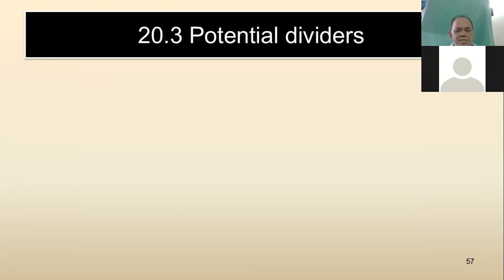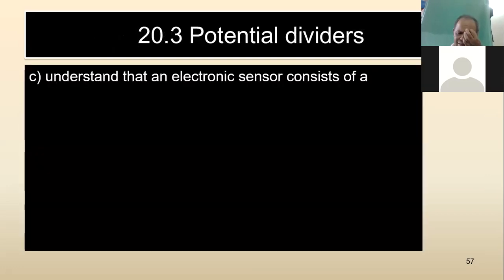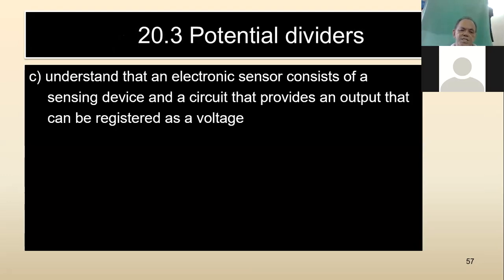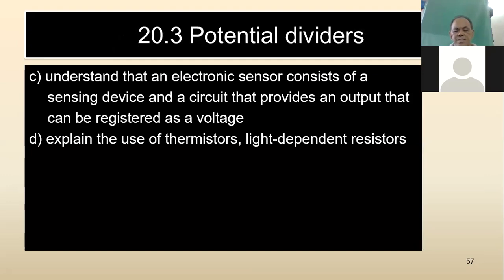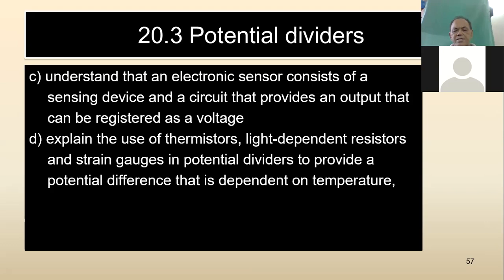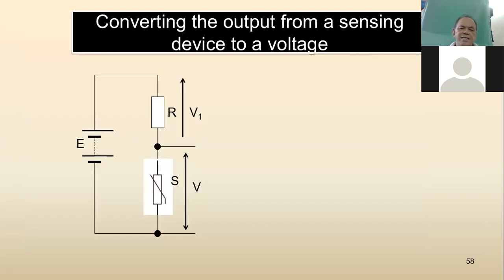Potential divider, we will encounter this again in electronics. What is the syllabus requirement? Understand that an electronic sensor consists of a sensing device and a circuit that provides the output that can be registered as a voltage. Explain the use of a thermistor, light dependent resistor, and strain gauge in a potential divider to provide a potential difference that's dependent on temperature, illumination and strain respectively. Okay, so we are basically reviewing the potential divider.